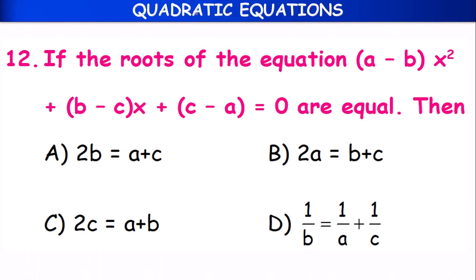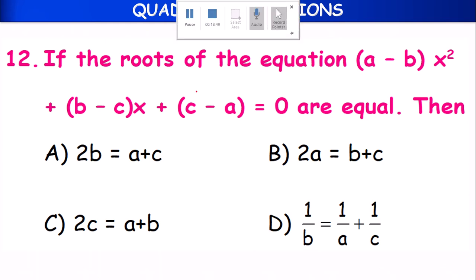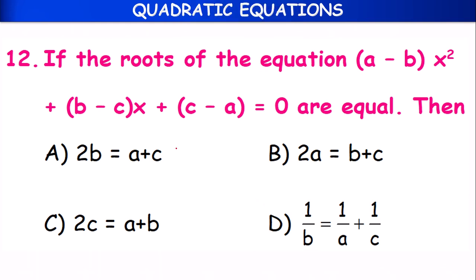Next children. 1 minute children. If the roots of the equation (a minus b) x square plus (b minus c) x plus (c minus a) equal to 0 are equal, then which of the following condition is true? If the roots are equal.